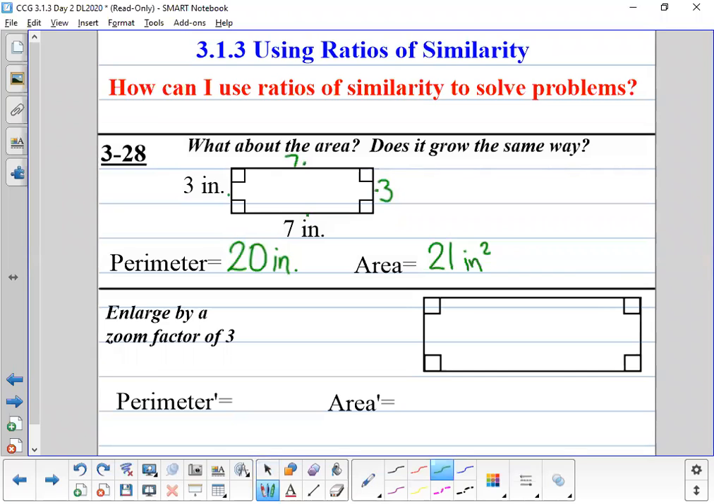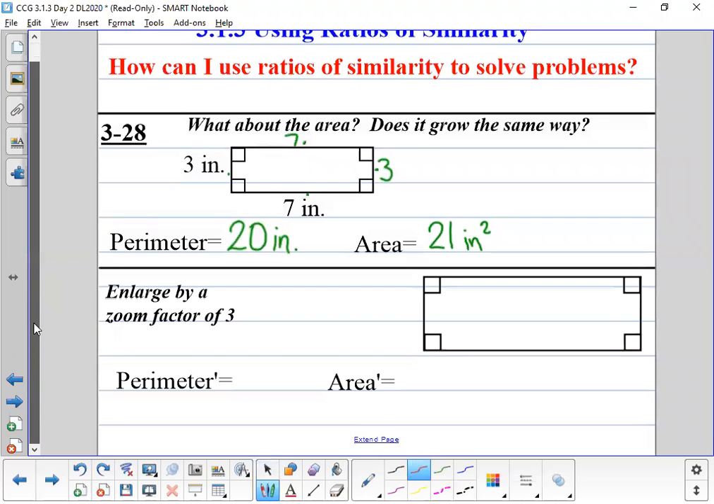All right, now we are performing a dilation, which is a transformation. And when we transform this for this particular problem, we are enlarging it by a zoom factor of 3. So that means that I'm going to take every side and multiply it by the zoom factor to get the new side length. So I'm going to take my original height, which was 3, and multiply it by my zoom factor, which also happens to be 3, and that will give me my new height, which is 9 inches. My base was 7, so I'm going to do 7 times 3, and that's going to give me 21 inches.